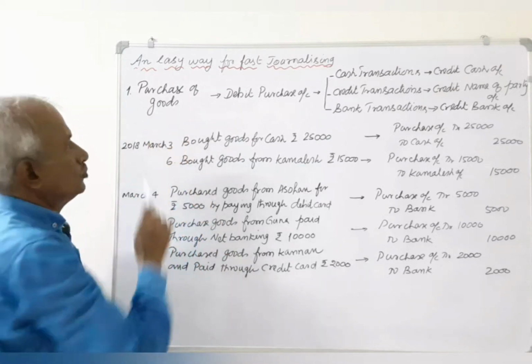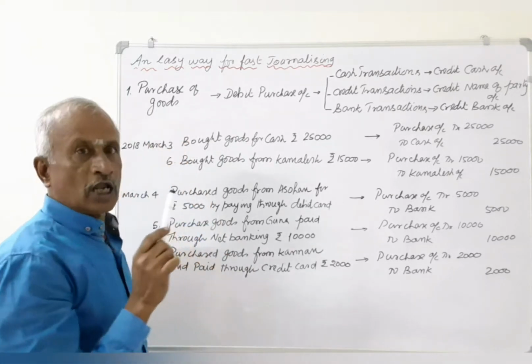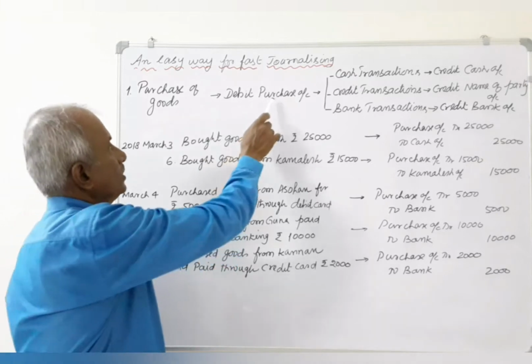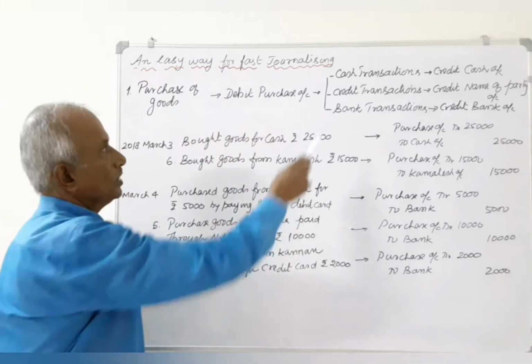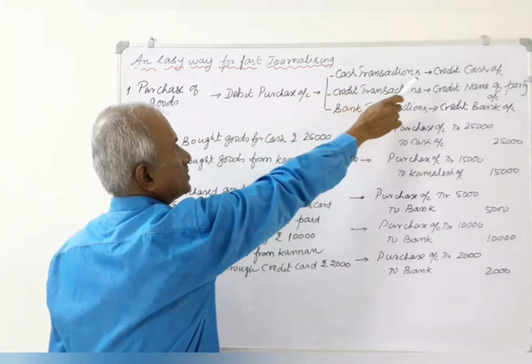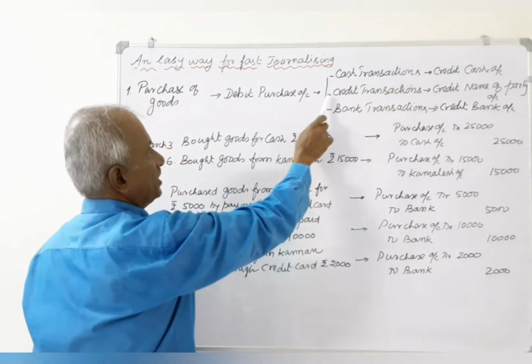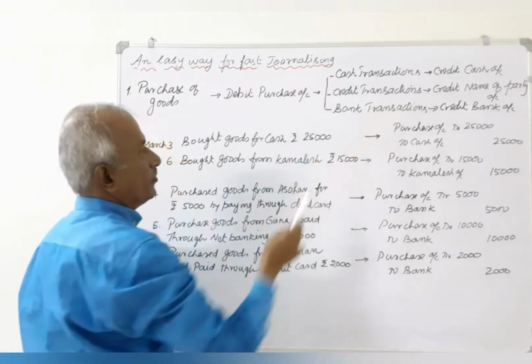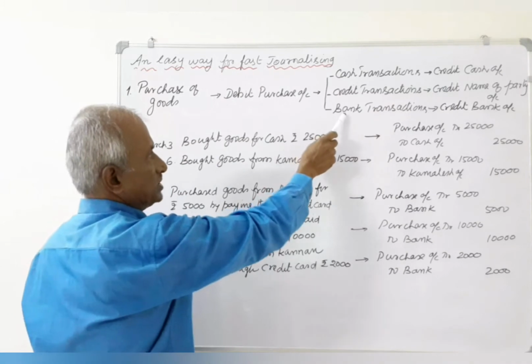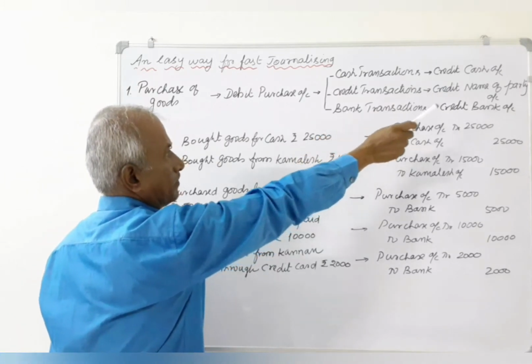1. Purchase of goods. If you come across purchase of goods, debit purchase account. If it is a cash transaction, credit cash account. If it is a credit transaction, credit name of the party account. If it is a bank transaction, credit bank account.